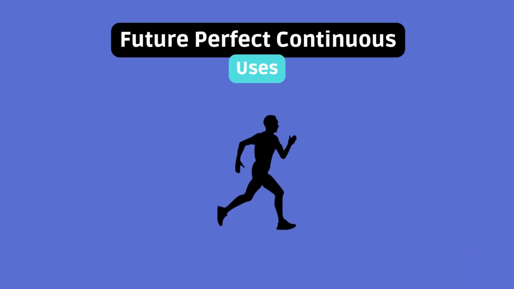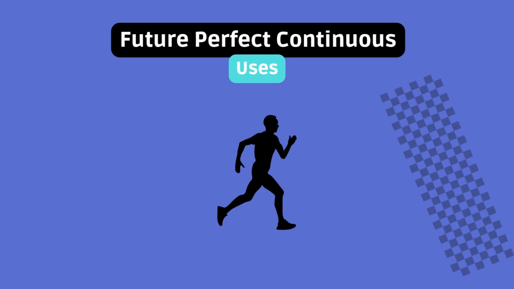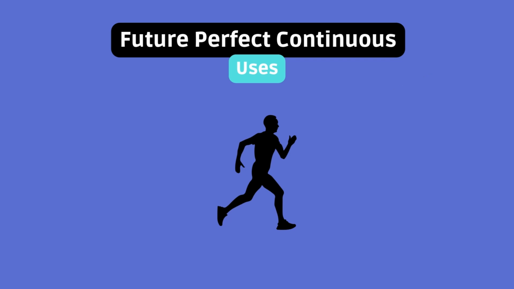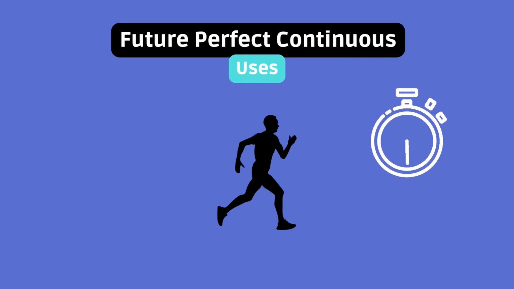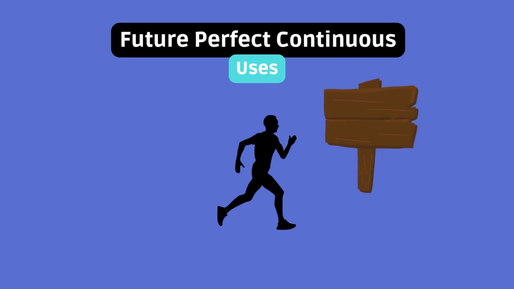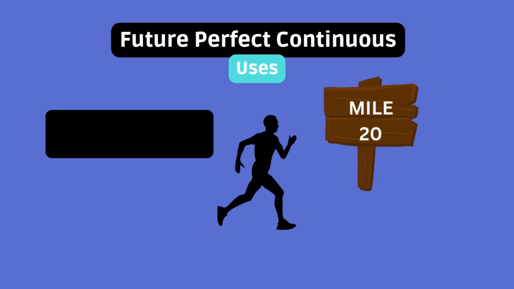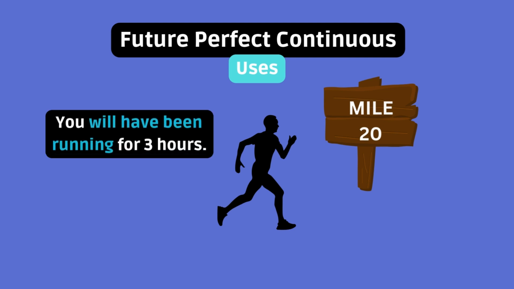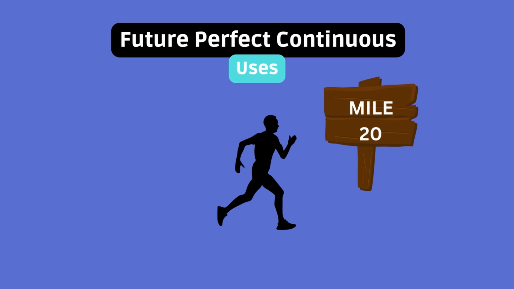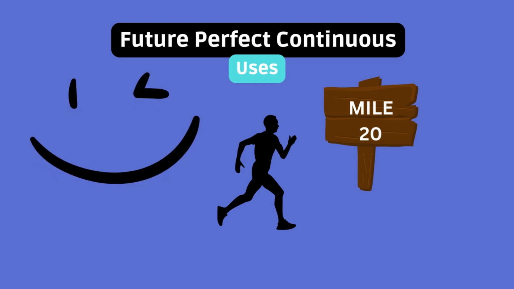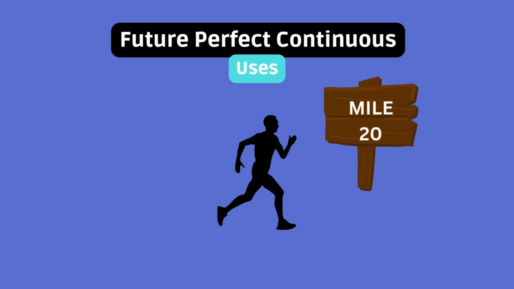Imagine you're running a marathon, but instead of focusing on the finish line, you're keeping track of how long you've been on the move. You know that by the time you hit the 20-mile mark, you will have been running for 3 hours. You're not done with the race at this point in the future, but the real story here is the effort and time you've already put in. And hey, at least this verb tense is way easier than a 26-mile race. Let's look at concrete uses.